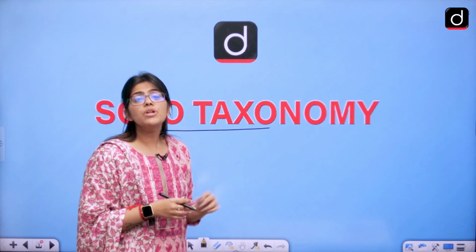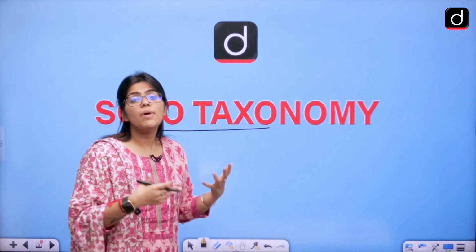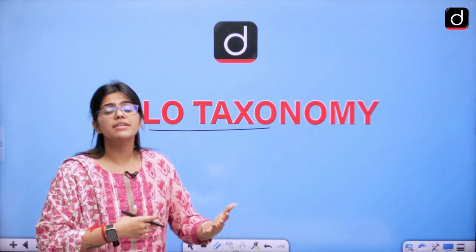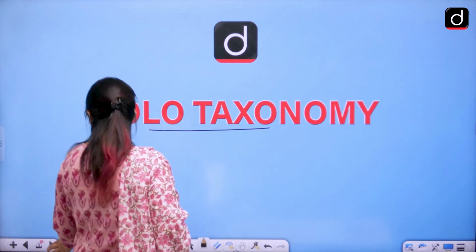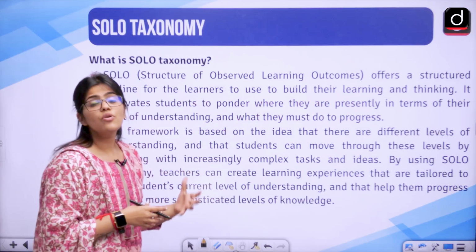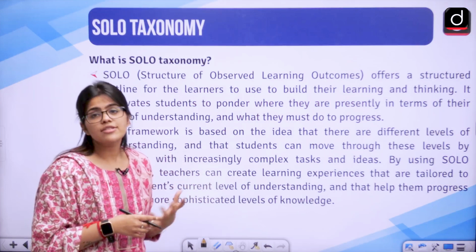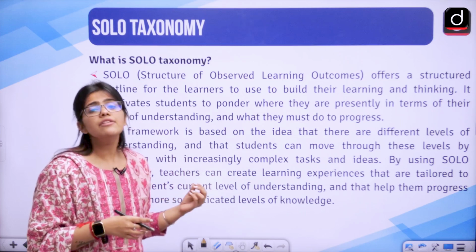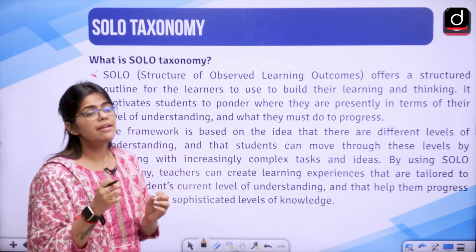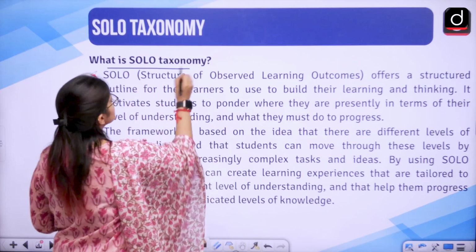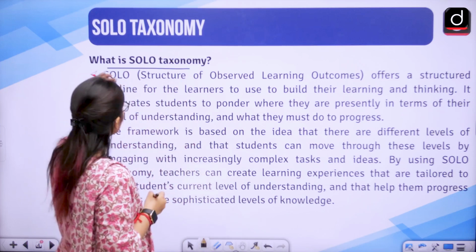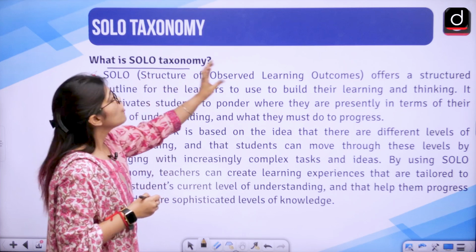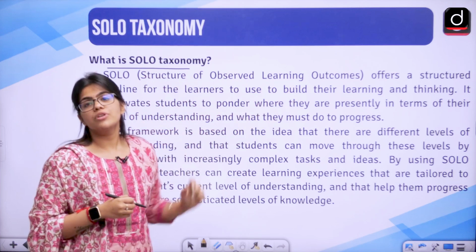This taxonomy will also talk about how the students can learn and how the learning objectives can be achieved. Let us understand in this video what SOLO Taxonomy is, who started to talk about it, and of course, how a learner can learn. So what is SOLO Taxonomy? The word SOLO here refers to Structure of Observed Learning Outcomes.